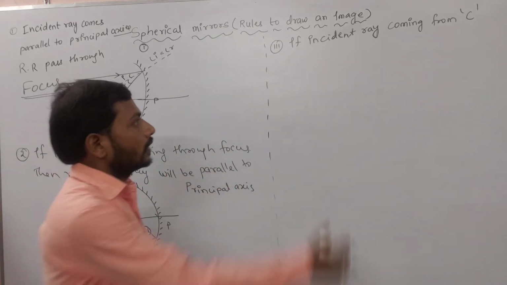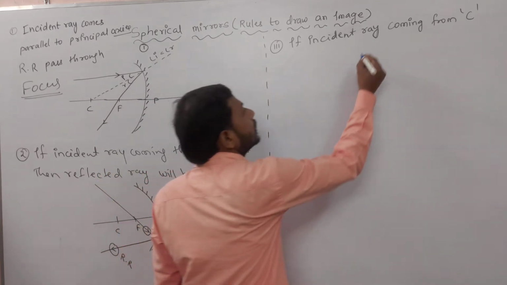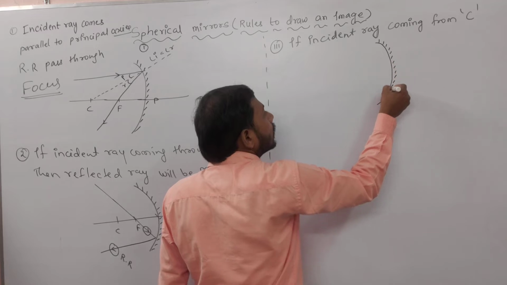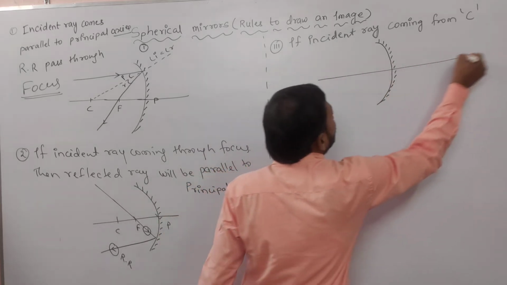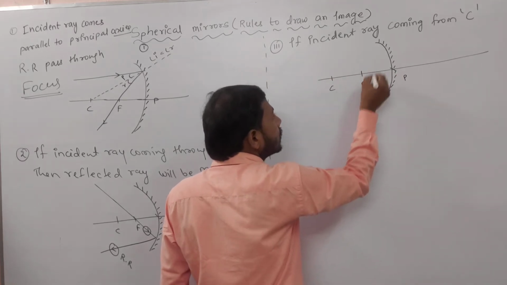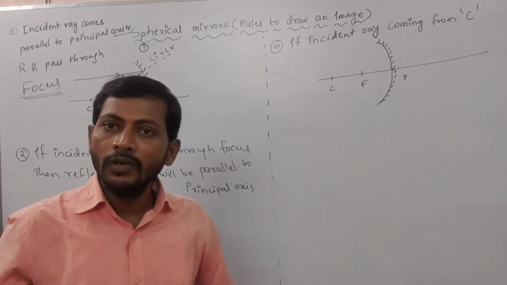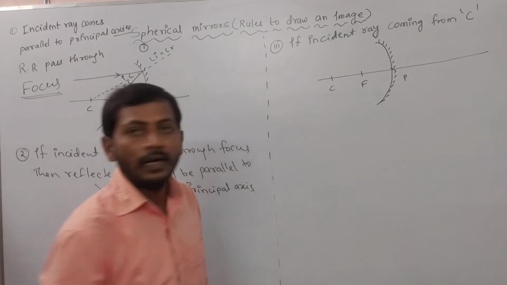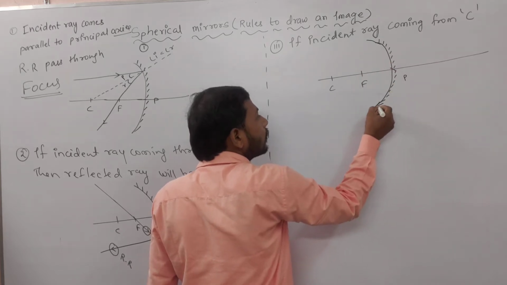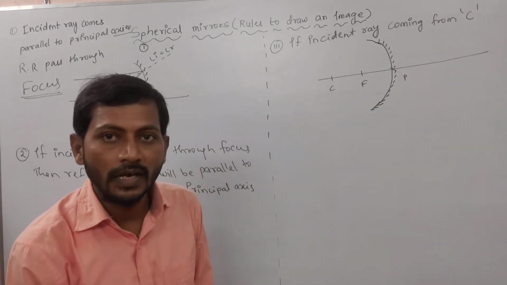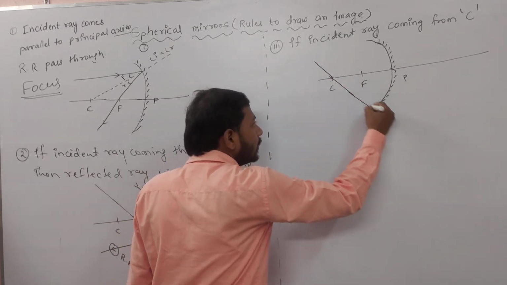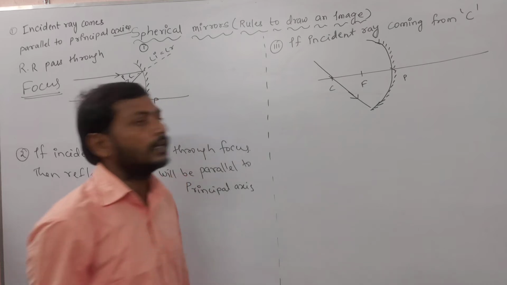Now see here, for that I am going to draw the diagram. This is the surface, a curved surface, and I am going to draw. This is called the principal axis. This is the pole. This is the center of curvature. This is the focus. Already we know it. Now what is the condition? The condition is, the ray is coming from where? Center of curvature. If the ray is coming from the center of curvature like this, this is the incident ray.